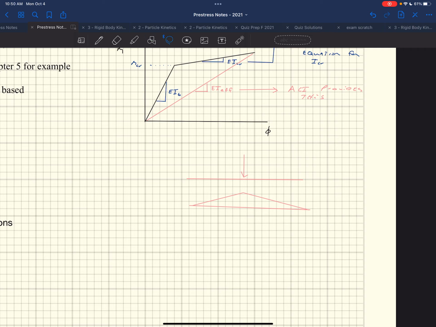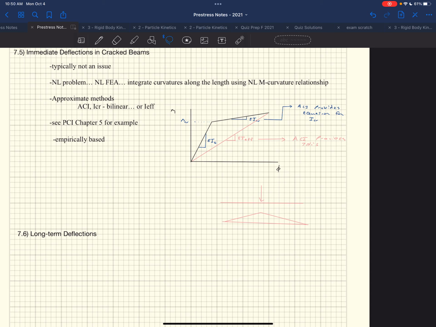And the code, or the ACI, kind of goes through and walks you through how to calculate those deflections. I don't think we're going to do that in here. We're just going to show you that you may be called upon to do it in the future. Probably not going to be an issue, but if it does, this is how you do it.